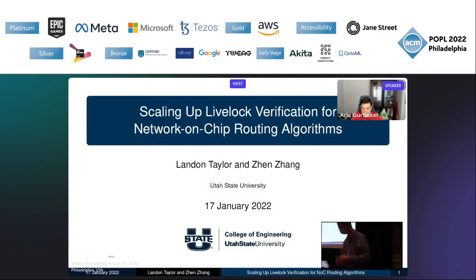So it's scaling up livelock verification for network-on-chip routing algorithms. Please go ahead. All right, good morning. My name is Landon Taylor, and I'm an undergraduate researcher mentored by Zheng at Utah State University. And we're presenting our work on scaling up livelock verification for network-on-chip routing algorithms.